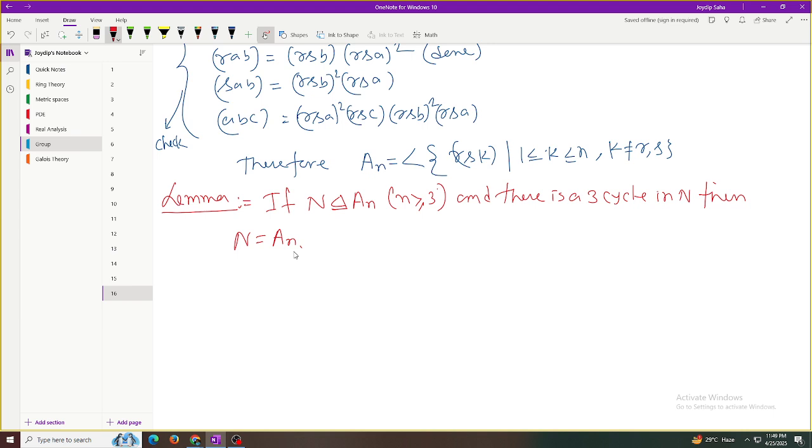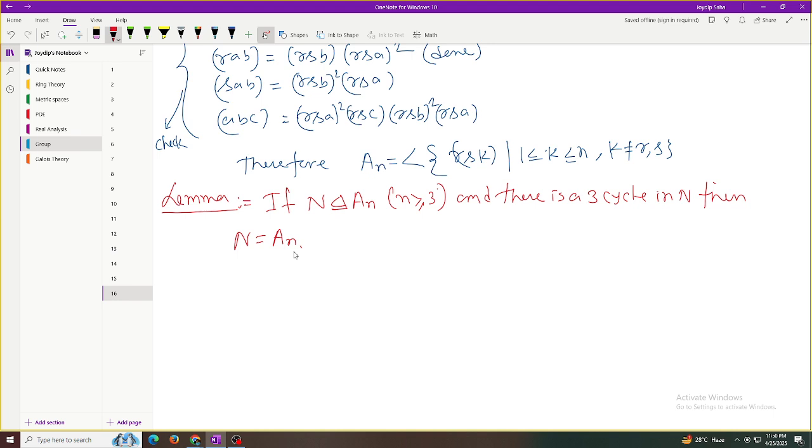Not only A6, A5, An. A group is called simple if it has no non-trivial normal subgroup. Now An is simple for n greater than or equal to 5. This lemma is responsible for this. Now if I ask you some question.